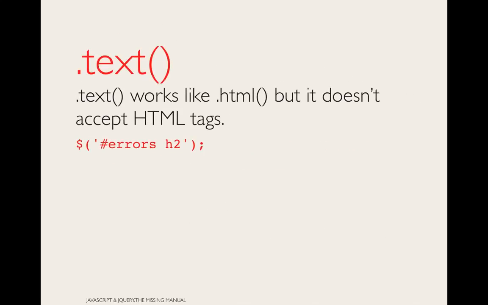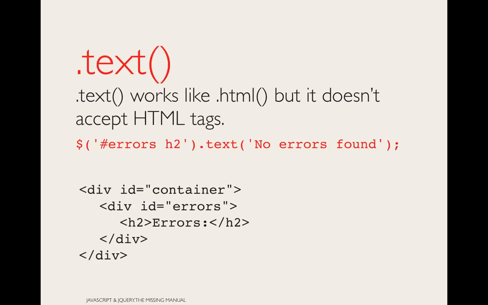Text works exactly like the method .html, but it doesn't accept tags. So say for instance we want to select that H2 tag that's inside the div that has ID of errors. Here's what you would do. You would just basically say select, and if you want to replace it, put a parameter in the parentheses. And the .text method will return or set, if you use a parameter, just the text of that specific selector.